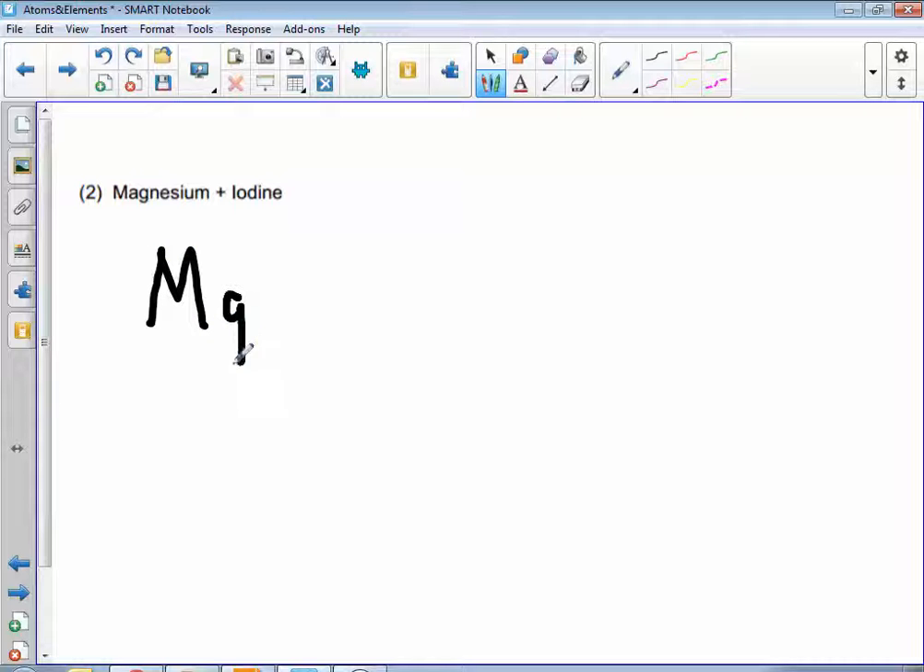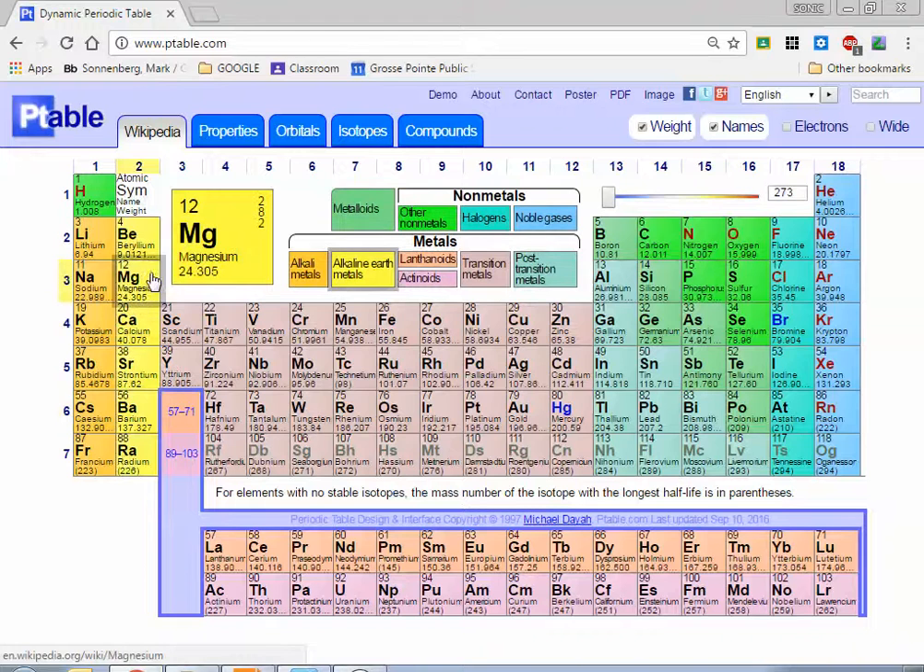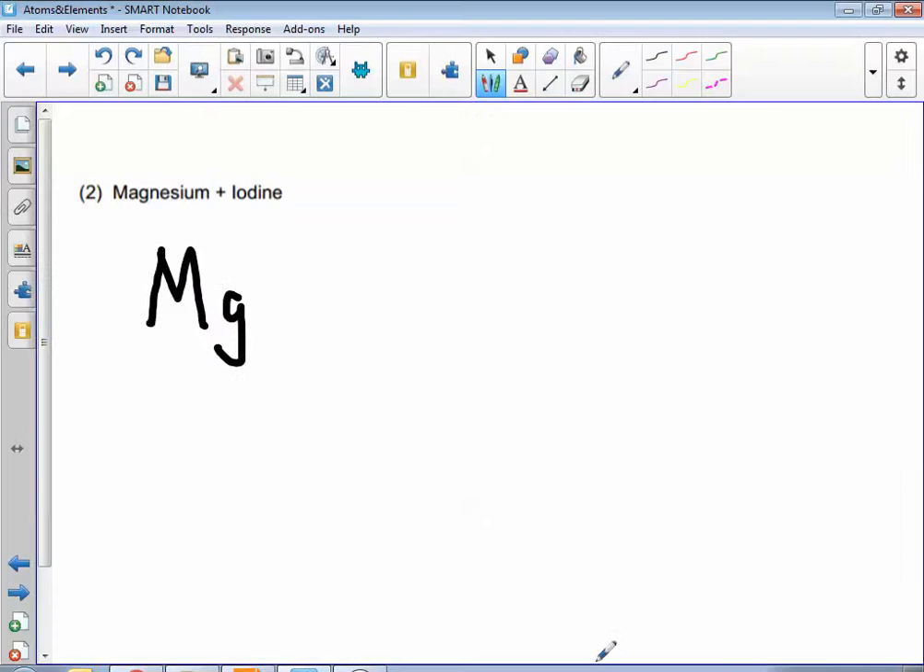Magnesium is an alkaline earth metal. If you look on the periodic table, it is element number 12 in group 2. All group 2 elements have 2 valence electrons. So for today, I'm going to write them on the right-hand side to make them a little easier to deal with. We have iodine, which is also a halogen. And because it's a halogen, it also has 7 valence electrons.